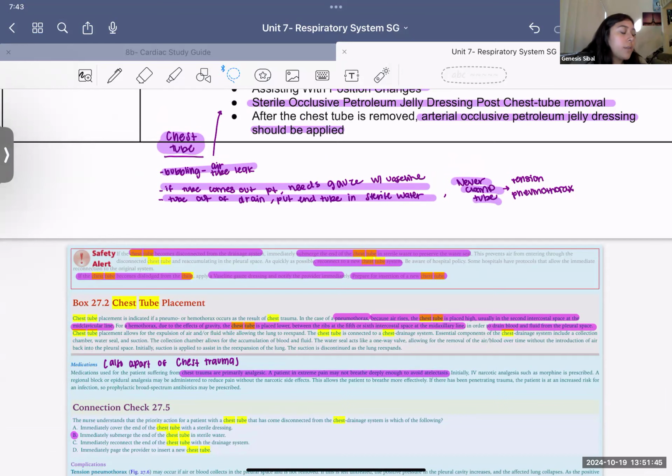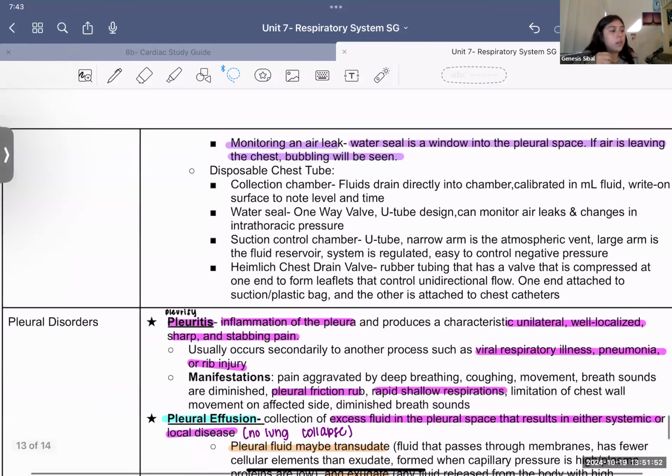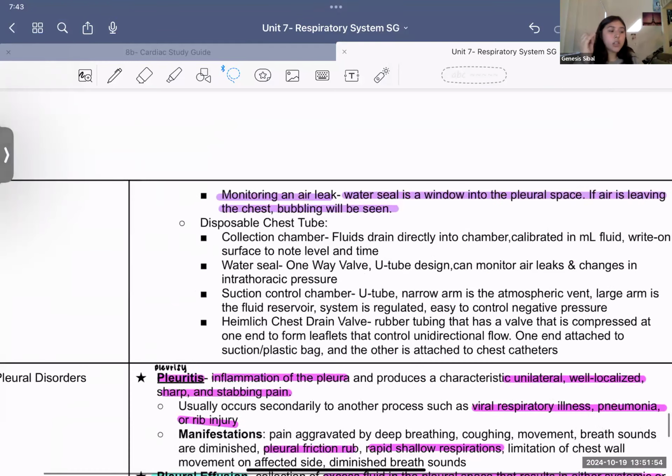You're going to have certain things that you cannot do with the chest tube. The way the chest tube works, and the book actually has it here, is you have a collection chamber, a water seal, a suction control chamber, and those other things. But really, the way I think about it is you have a tube that's going to be placed in their chest to remove what's going on. So if they're having a hemothorax, we're going to move the blood out.